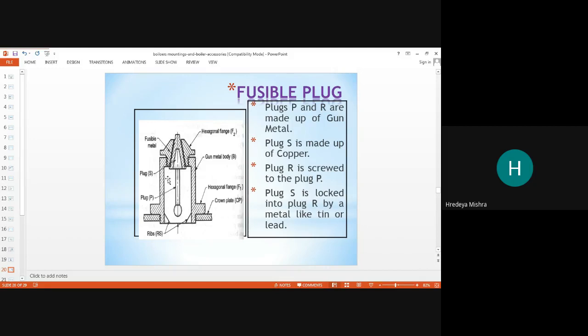Then what happens if the temperature is high and the pressure is even higher? This fusible metal melts, and it is ready to decrease the pressure of the boiler.